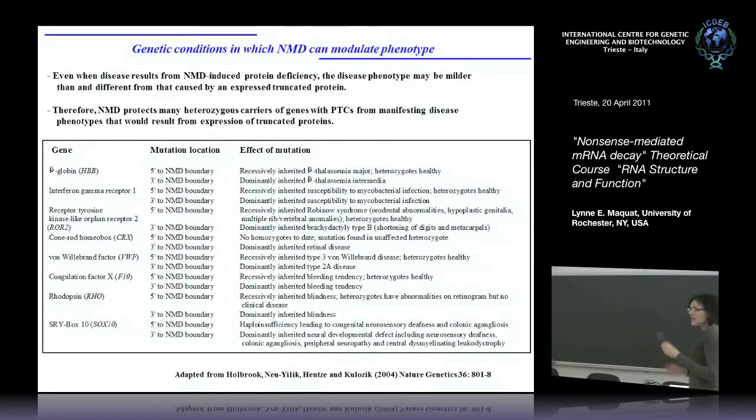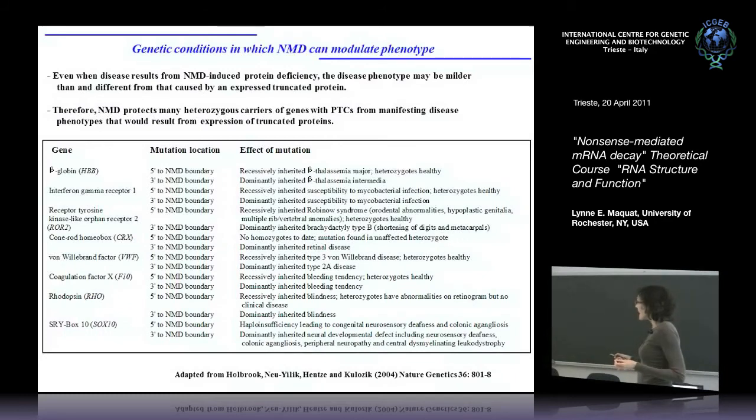All right, now that we know the rule, let's go back to this idea that NMD protects cells from the potentially deleterious effects of PTC-containing mRNAs. As I've said, disease results from NMD-induced protein deficiency. There's only truncated protein produced. But the disease may be milder than and different from that caused if the expressed truncated protein were present.